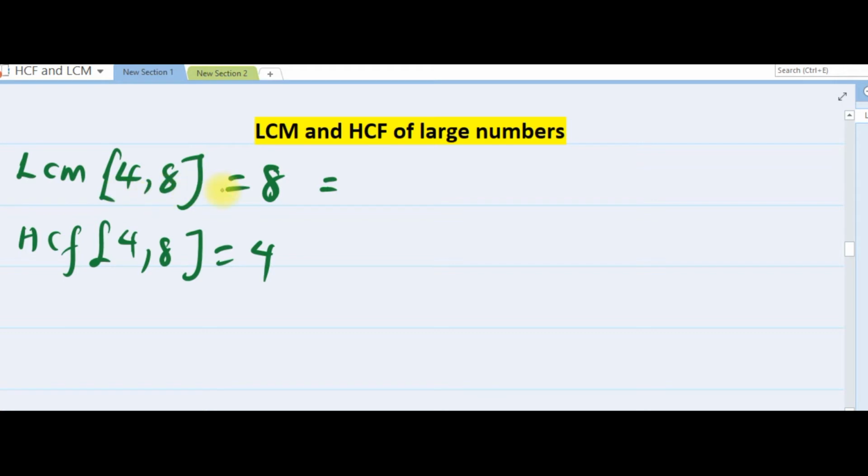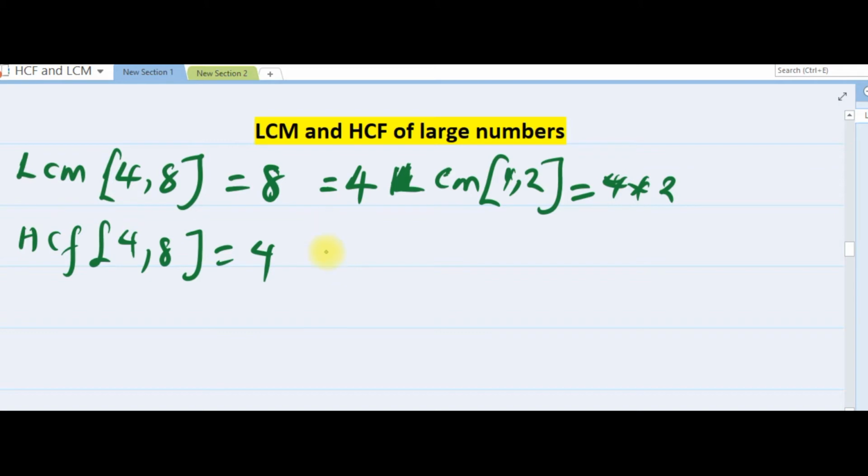Inside 4, 4 can go. Inside 8 also 4. So we can factor out 4 and still find the LCM of the remaining. What is remaining here is 1, and what is remaining from 8 is 2. So the answer will still give us 8, because the LCM of 1 and 2 is 2. So 4 times 2, which is 8.